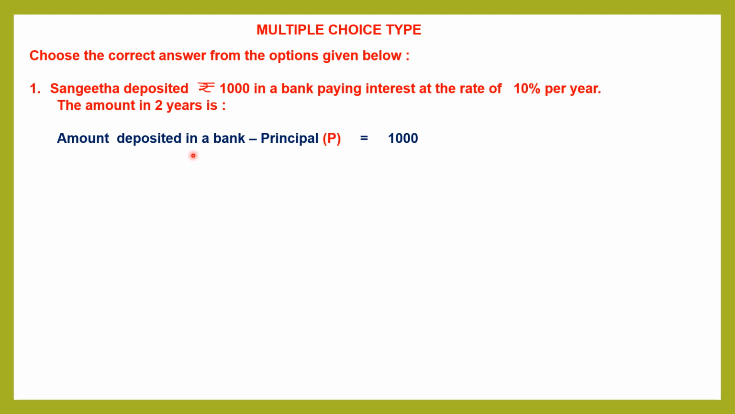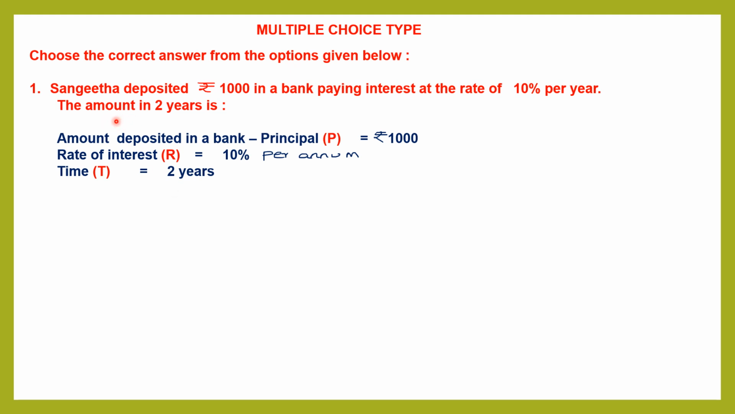The amount deposited in a bank, that is the principal P, is given to us, and this is 1000 rupees. Then we have also been given the rate of interest R, that is 10%. It's given in the question, 10% per annum or per year. So let's write that also. Then the time is given to us, 2 years. That's also given in the question. Now we have to find the amount.